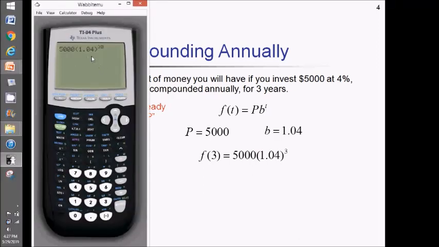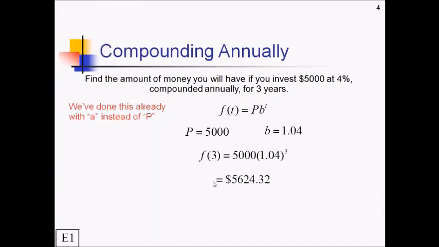There we are, and pressing enter for that. That comes out to $5,624.32, and this is exact change here. Now the question is, this was nice that we got to get interest on our interest for the second and third years, but can we do better?